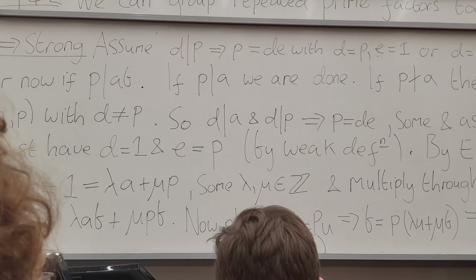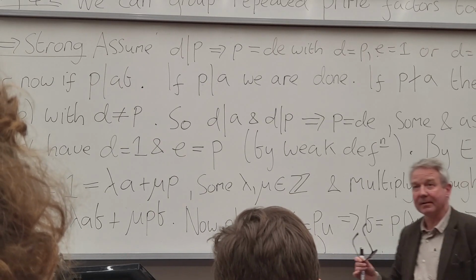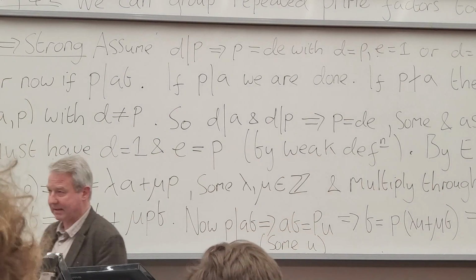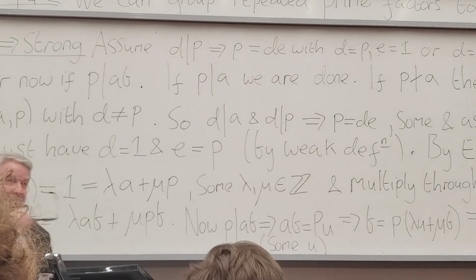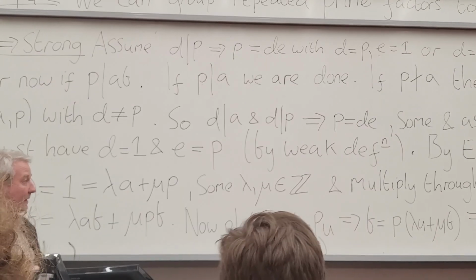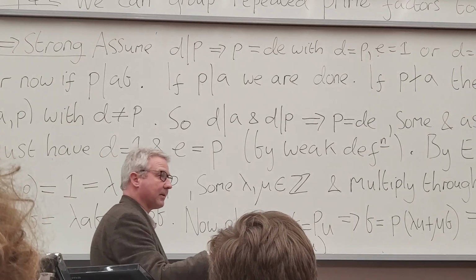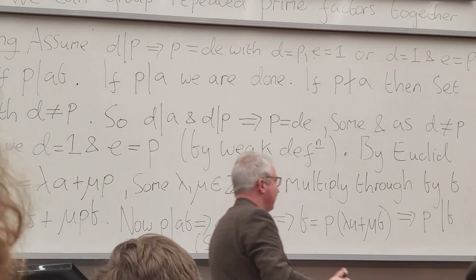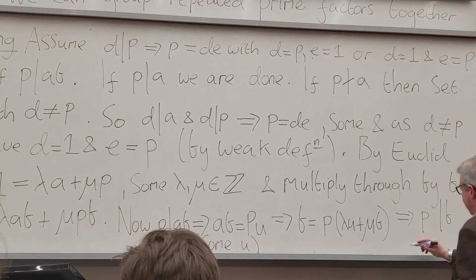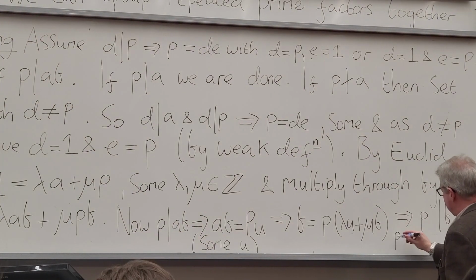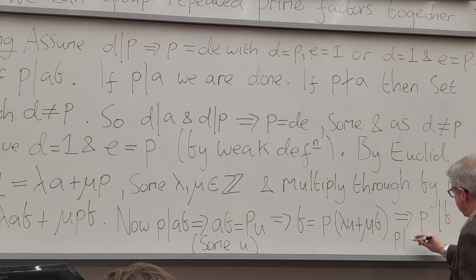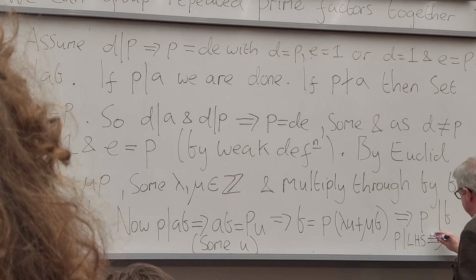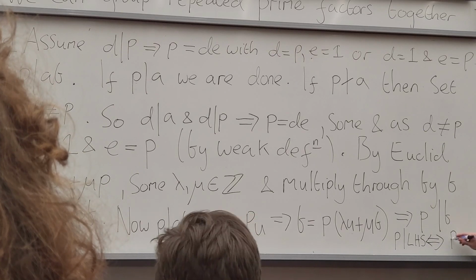Well, that was what we wanted, wasn't it? But we've assumed the weak definition. We've said what happens if P divides AB. Can we deduce either P divides A or P divides B? If P divides A, well, we're home and dry. Let's say P doesn't divide A. So P divides the left-hand side, it's that same argument. And that concludes the proof.